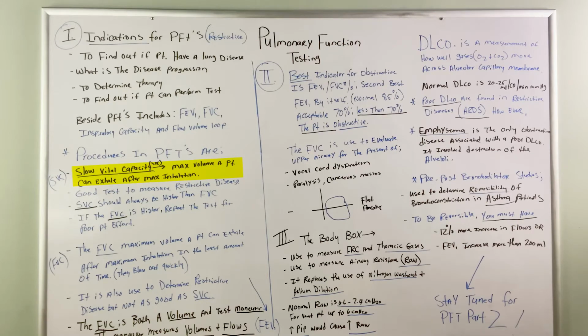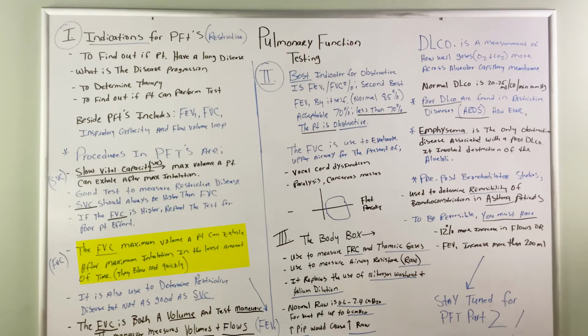The slow vital capacity is the maximum volume a patient can exhale after maximum inhalation. Now, this is a good test to measure restrictive disease. What do we use to determine restrictive disease? We use a slow vital capacity. The slow vital capacity should always be higher than the forced vital capacity, which we'll talk about next. If the forced vital capacity is higher, then you need to repeat the test, because this usually means that you got a poor patient effort. The slow vital capacity should always be higher than the forced vital capacity.